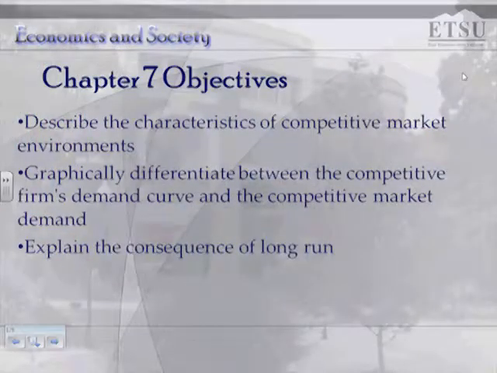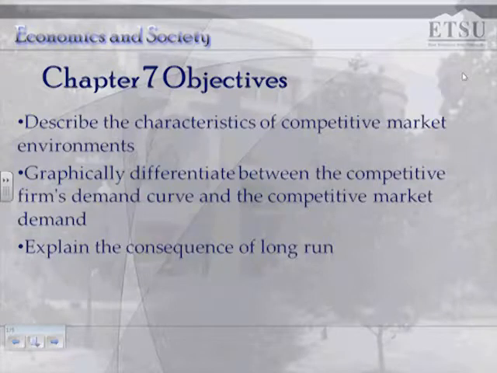So we have a little bit of an idea about markets, how they work, and we have an idea about the cost structure of firms. Now we're going to move to what we call comparative market structures. It's not as complicated as it sounds.